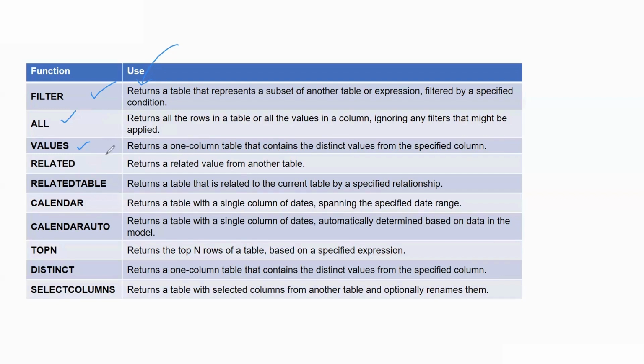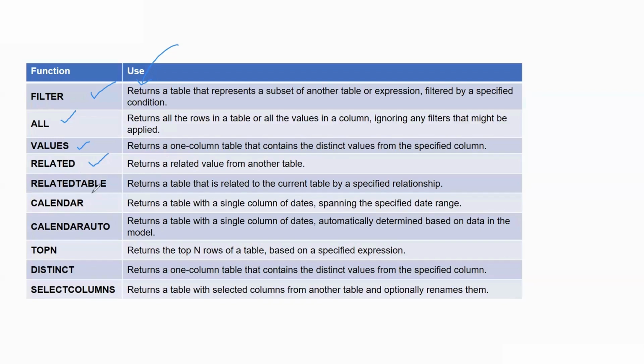Then we have the related option. Related works in a kind of VLOOKUP format. For example, if you have two tables and they have a relationship between them, and you want to bring one column from a table to another one, you can use this related option. Then we have the related table option. It returns a table that is related to the current table by the specified relationship. Again, it works the same as related, but this time it creates a table.